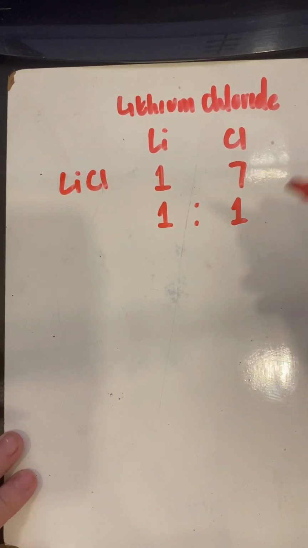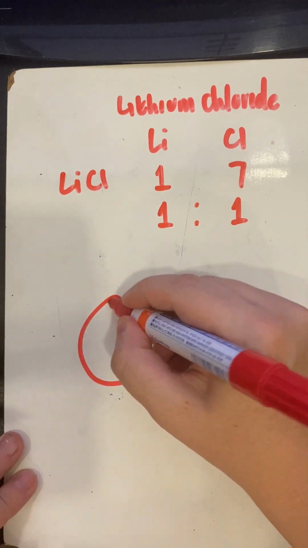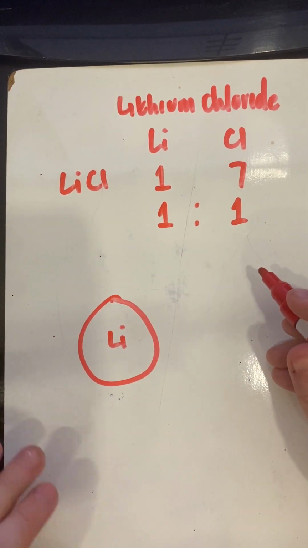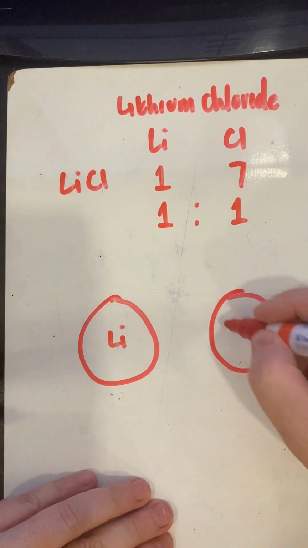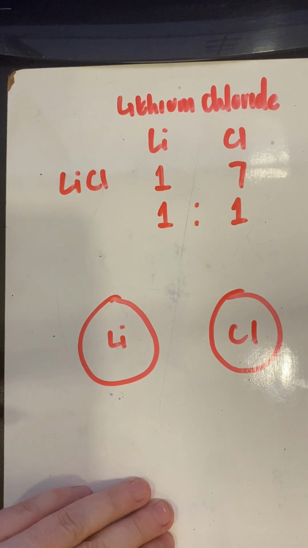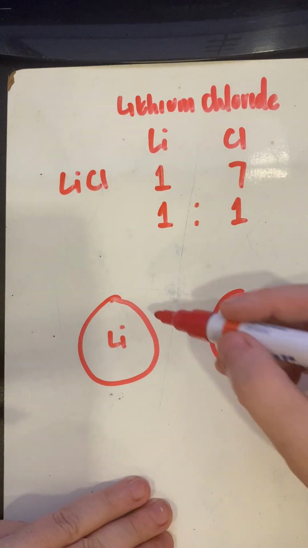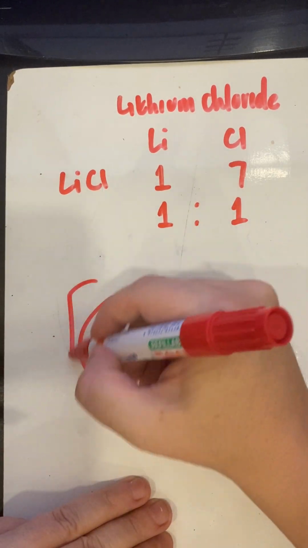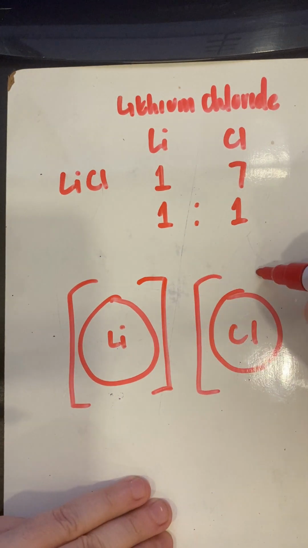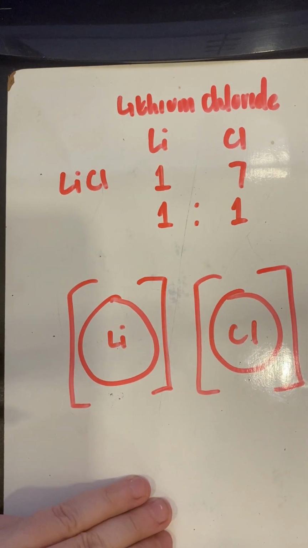The first thing we need to do is draw a circle to represent lithium. Draw another circle to represent chloride. We know that they're ions, so the way that we show people in chemistry that these are ions, not atoms, is we draw them in square brackets. We also put the charges at the top.